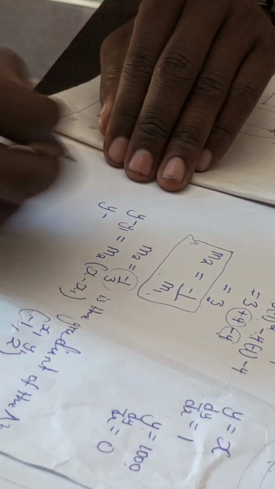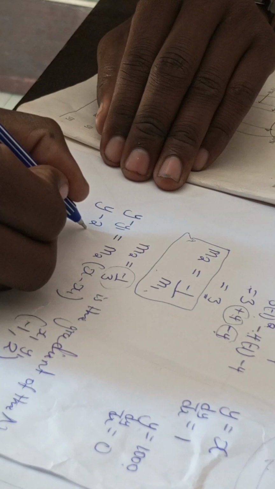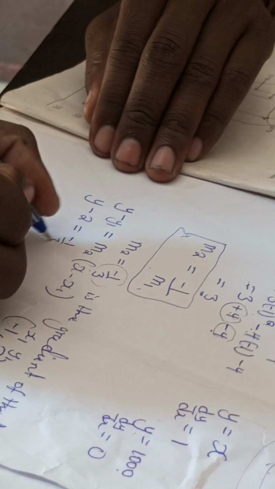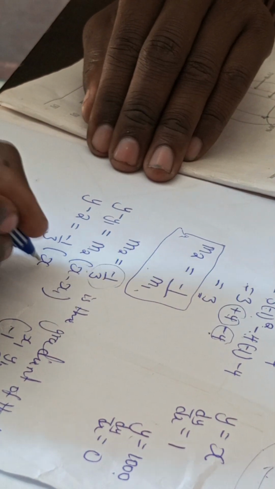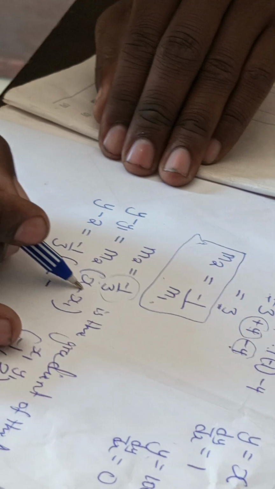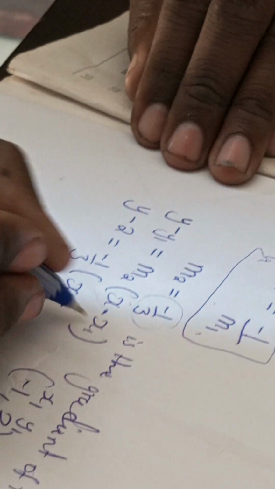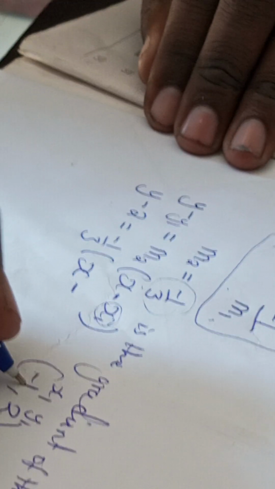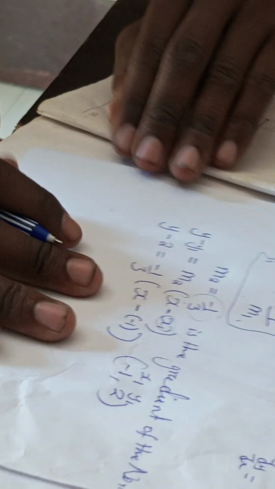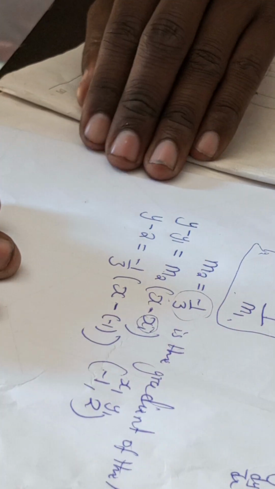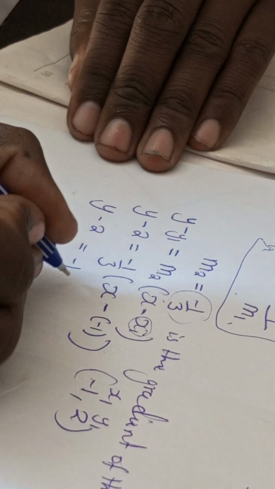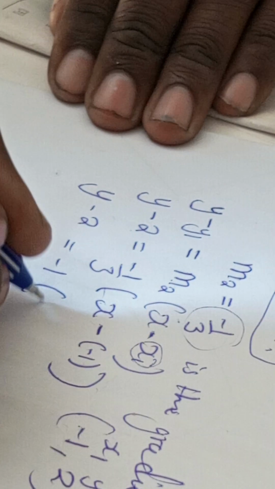y minus y1, which is 2 in this case. Put here the gradient, which is -1 over 3. Thereafter, put (x minus ...). This minus is part of this equation, please don't get confused. Then for this variable x, it's the one that is possessing -1, so we're going to replace x with -1, like that. From here, we're going to say y minus 2 is equal to -1 over 3, multiplying with what is inside the bracket, which is x.